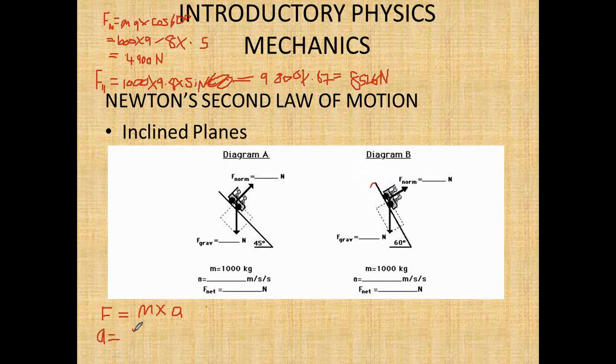So 8,526 divided by the mass, and the mass is 1,000 kilograms. So you get 8.526. Okay? So you get 8.526.